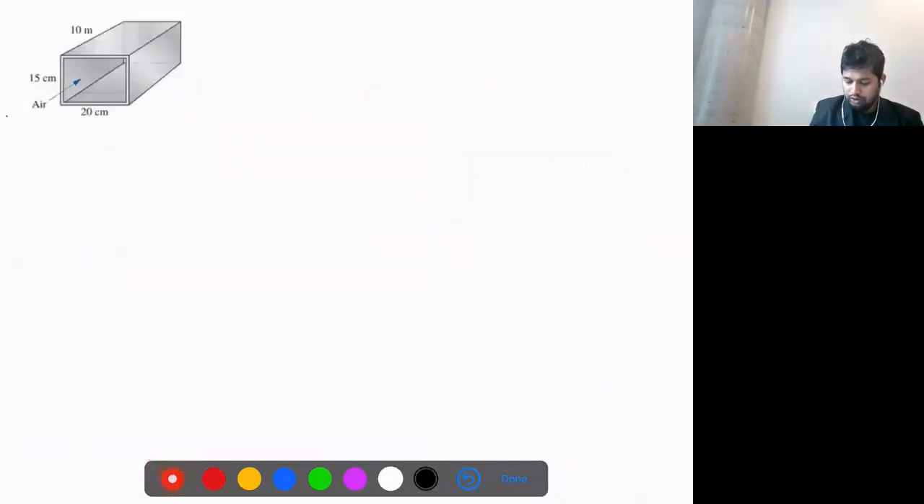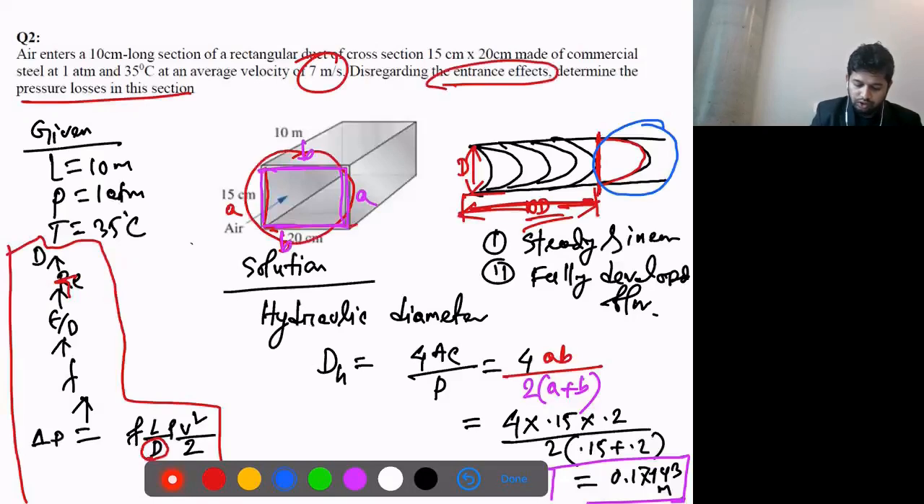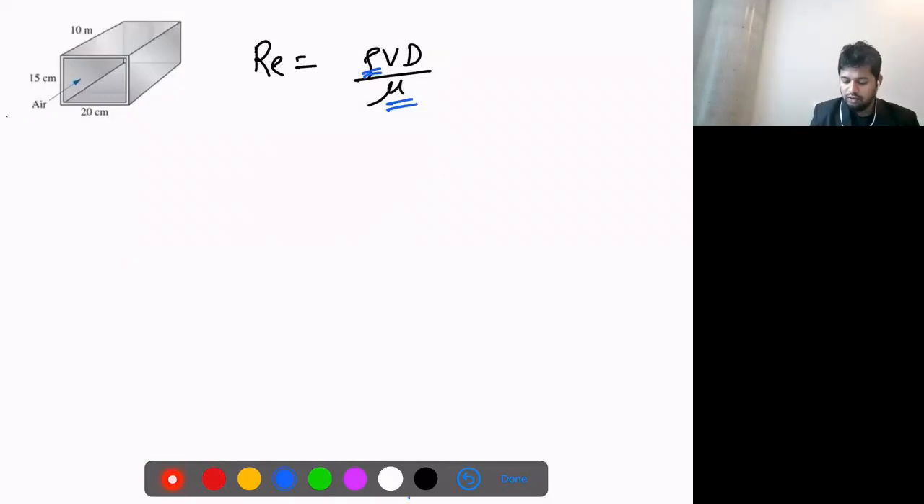So the Reynolds number here is rho, V, D over mu. Looking here, we don't know this viscosity and this density. But what we know from this problem is the temperature is 35 degrees centigrade and atmospheric pressure. So for those conditions from the table, we will get the density. This is the density of air, not water. So the density for air is 1.145. The velocity given in this question is 7 meters per second.